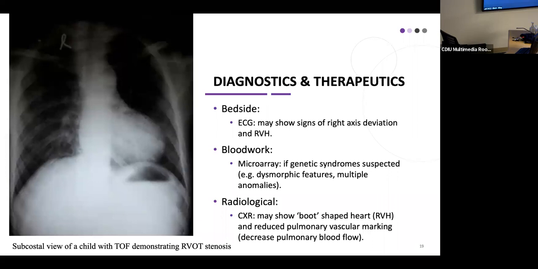We may do blood work to send off for a microarray if any genetic syndromes are suspected. So if there are dysmorphic features present or other anomalies that we want to inquire about. And then we can do a chest x-ray, which again would show a boot-shaped heart due to right ventricular hypertrophy and reduced pulmonary vascular markings due to a decrease in pulmonary blood flow. So you can see the picture of the boot-shaped heart that we have placed on our screen here.